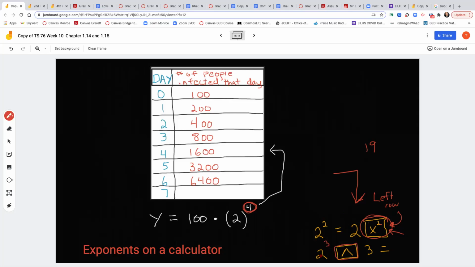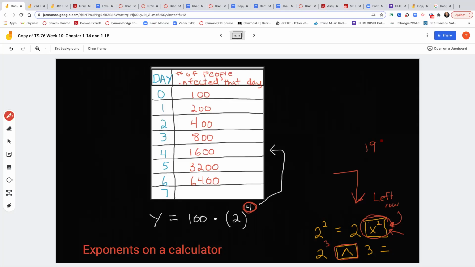I would press 2 on my calculator, press that little arrow key that's right above the squared key. And again, it's on the left-hand column of your calculator. It looks like a little up arrow. And then I would put 3 in and press enter. And that would cube, that's 2 to the third.